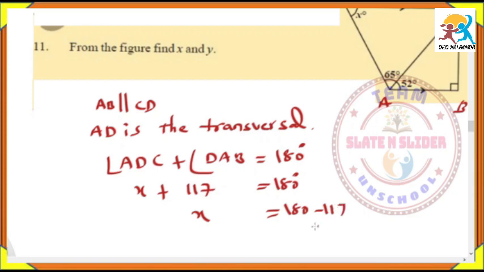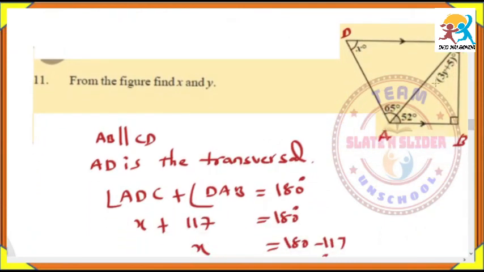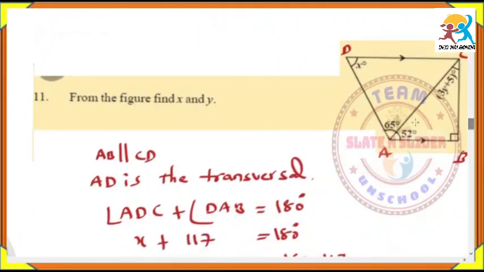And here we have to find out y. Observe one thing, AC is the transversal. So if AC is the transversal, then this 52 and this one both are equal, because they are alternate interior angles. And BC is the transversal again.